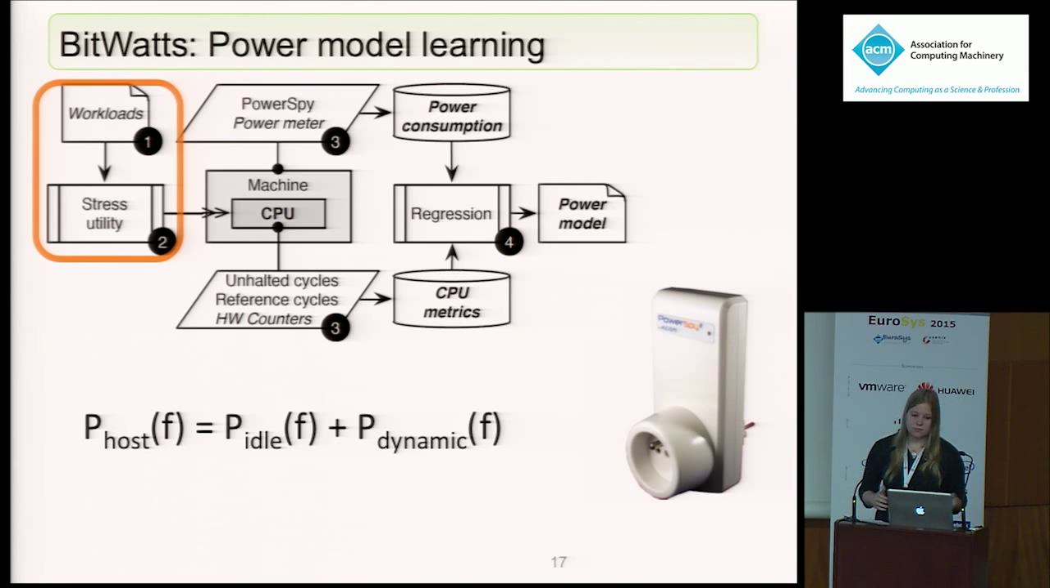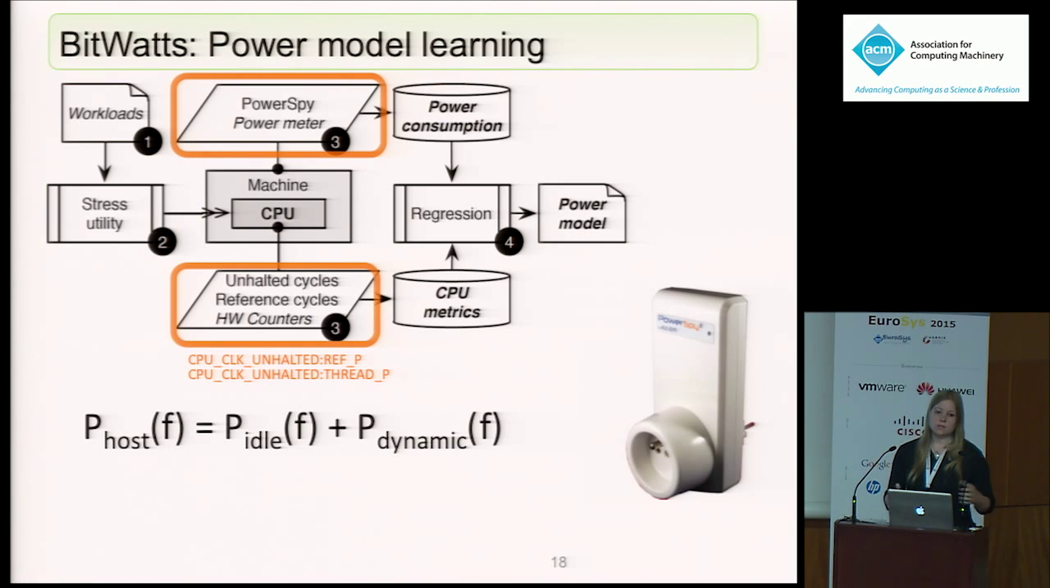As a workload during the learning phase, we are using a simple stress utility. This means that even though we are using a simple workload during the learning phase, we are able to predict the power of different workloads afterwards, once we have defined our power model. So during the learning phase, as mentioned before, we will be going through the different CPU frequencies and using different numbers of cores, and we will be logging the power with the physical power meter. And we will furthermore consider the hardware counters. In our case, we are using unhalted cycles and reference cycles. One of those counters reflects the activity of the processor, and the other one measures the current frequency.